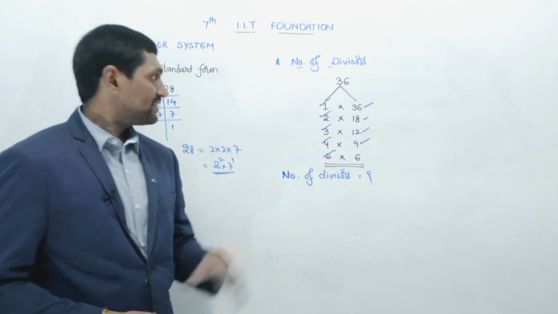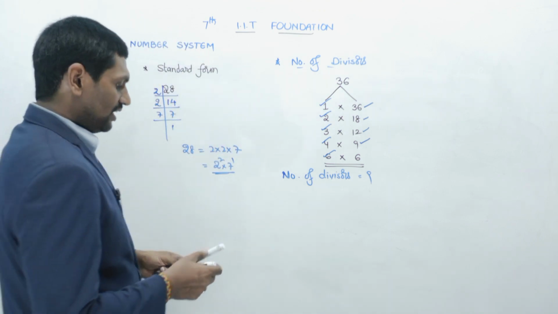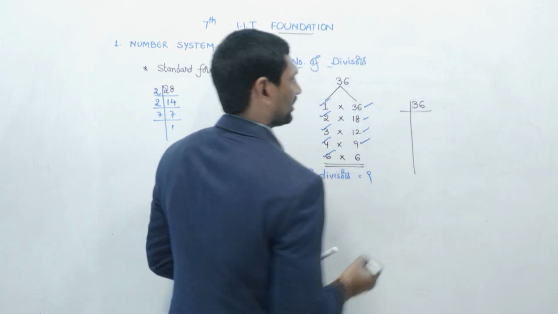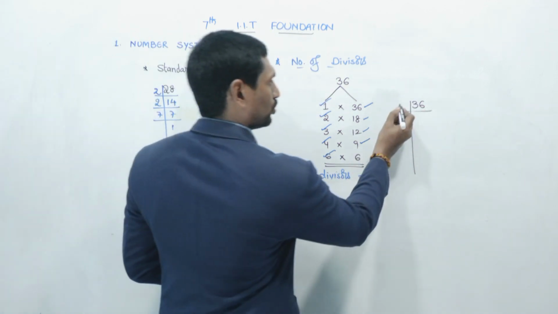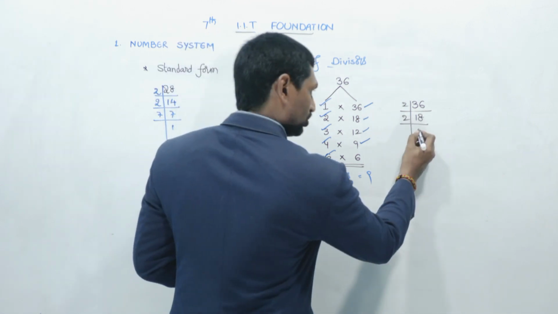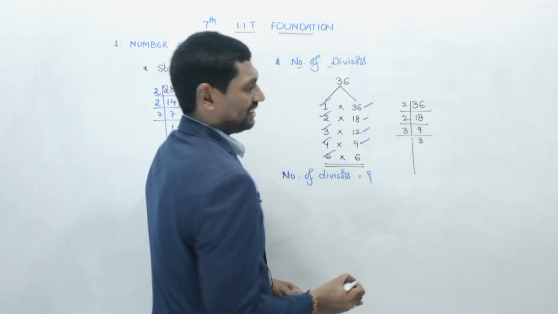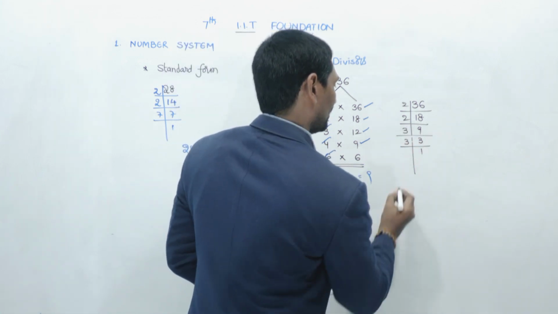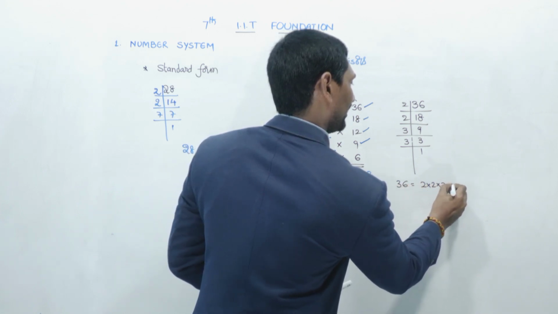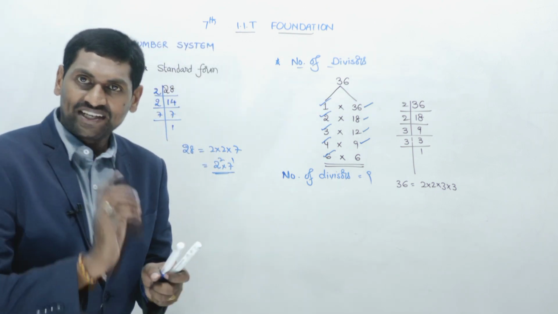Now the same question, 36, the same composite number. I am doing it by the method of prime factorization. So I am taking only the prime numbers. 2 table 36, 18 times. Again 2 table 18 will come, 2 9s are 18. Now 3 table, 3 3s are 9, 3 1s are 3. That means 36 we can write as 2 into 2 into 3 into 3. This is nothing but prime factorization.